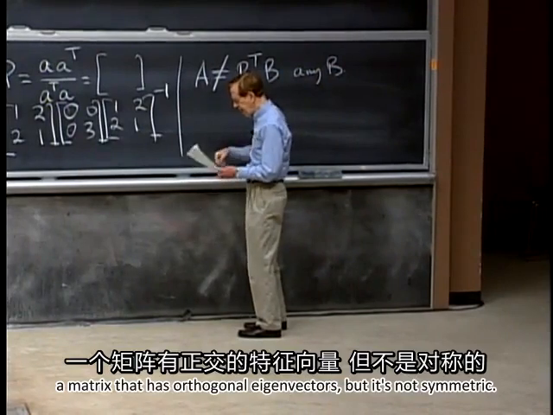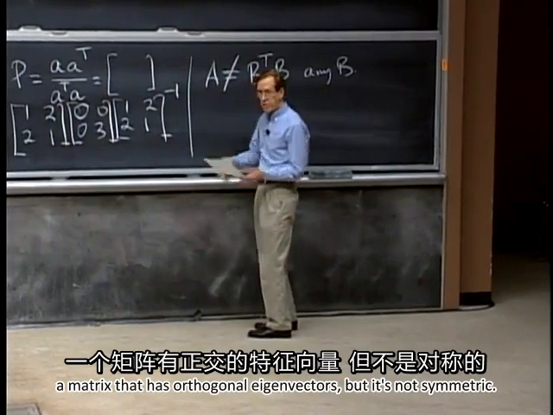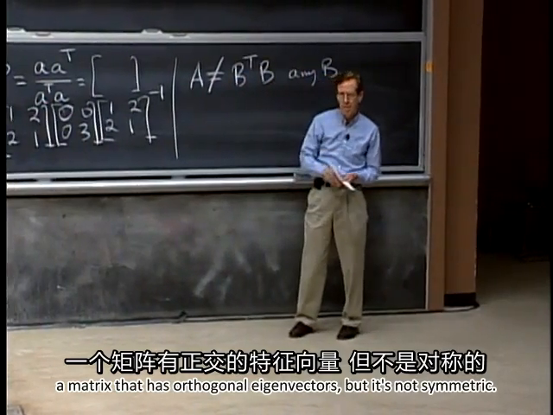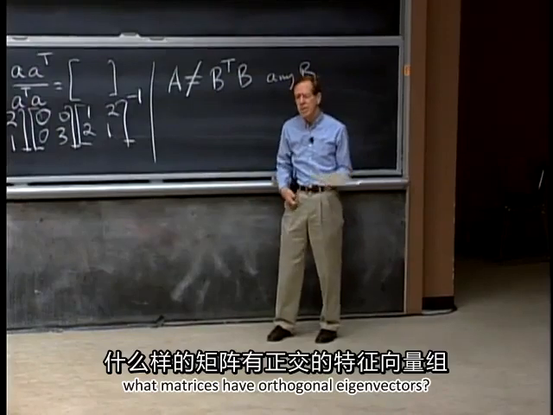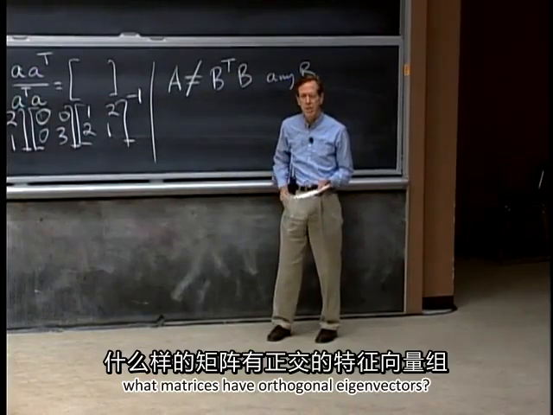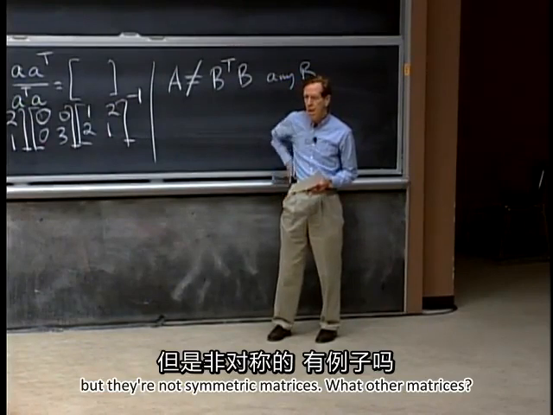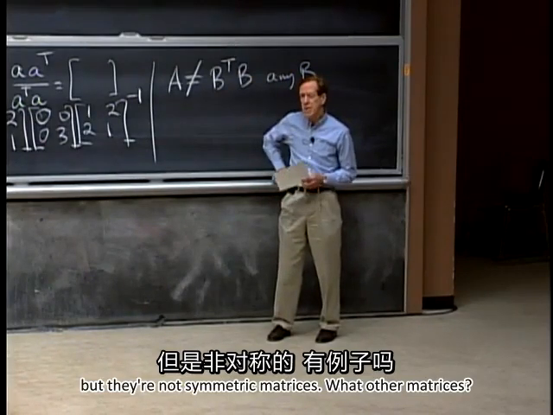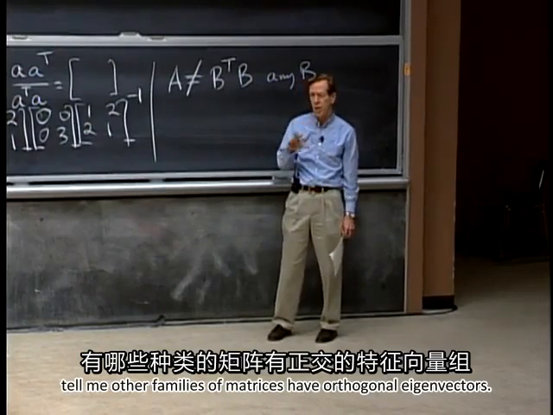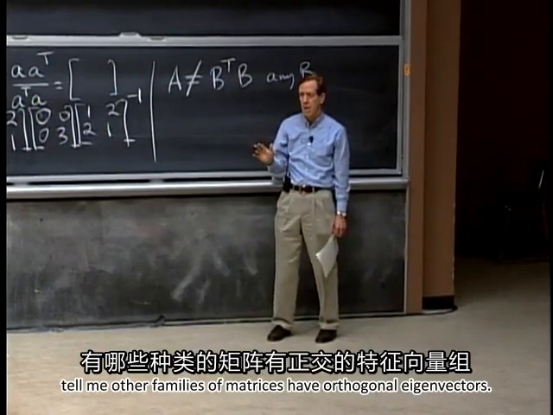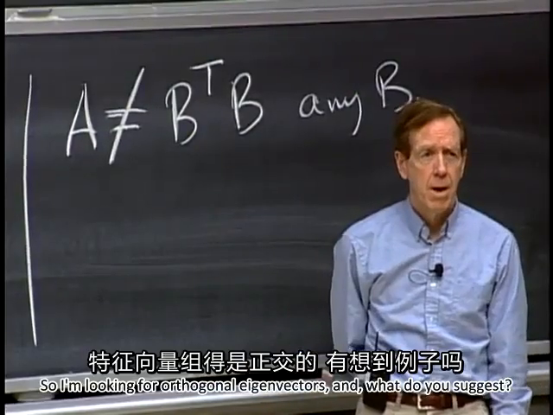A matrix that has orthogonal eigenvectors, but it's not symmetric. Tell me a matrix. What matrices have orthogonal eigenvectors, but they're not symmetric matrices? What other matrices? Tell me other families of matrices that have orthogonal eigenvectors. We know symmetric matrices do, but others also.